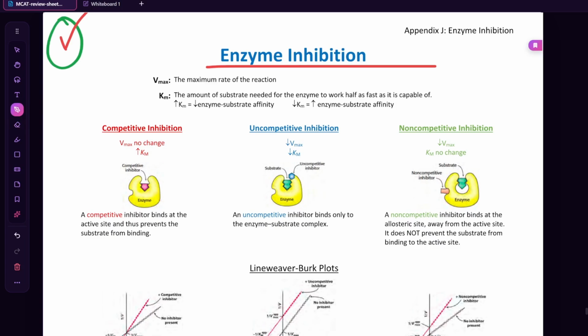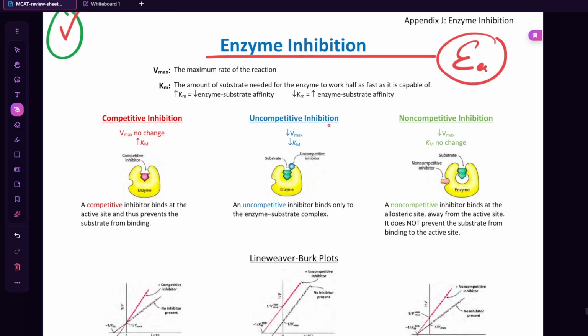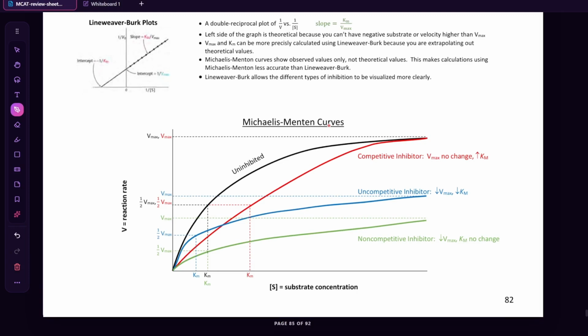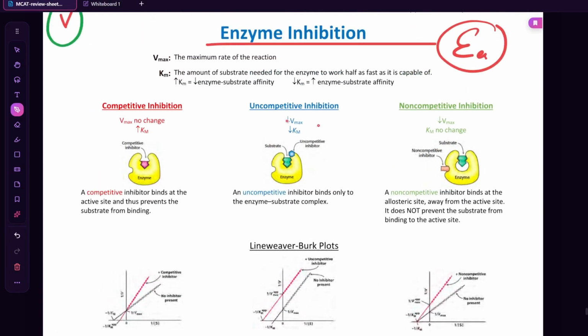So Vmax is the maximum rate of the reaction. Remember that enzymes are affecting reactions. They only lower or increase EA, which is the activation energy required. They don't change any other thing. Remember that. And then the Km is the amount of substrate needed for the enzyme to work half as fast as it's capable of. So if you increase Km, then it'll lower your enzyme substrate affinity. But if you lower Km, it'll increase your enzyme substrate affinity.